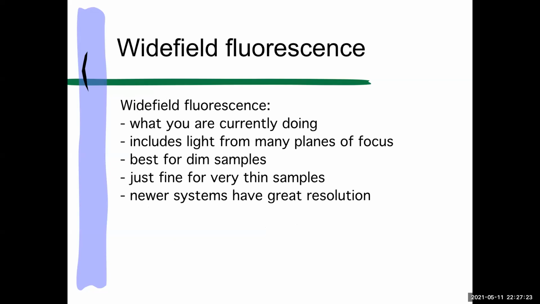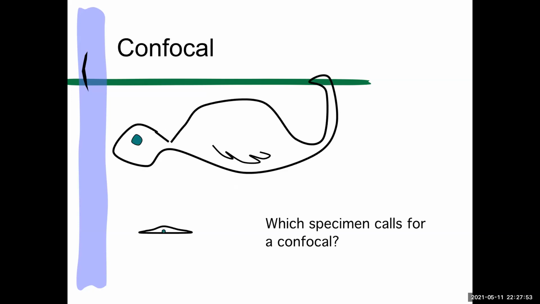All right, so wide field fluorescence is what you would usually be doing at this point. Hopefully in 102, you'll get to do some on campus with our scopes. And that includes light from many planes of focus, and it's best if your sample is dim and thin. So dim and thin, wide field. There are a lot of newer systems that have come along with this wave of improvements in microscopy and fluorescence microscopy that are just phenomenal, actually.